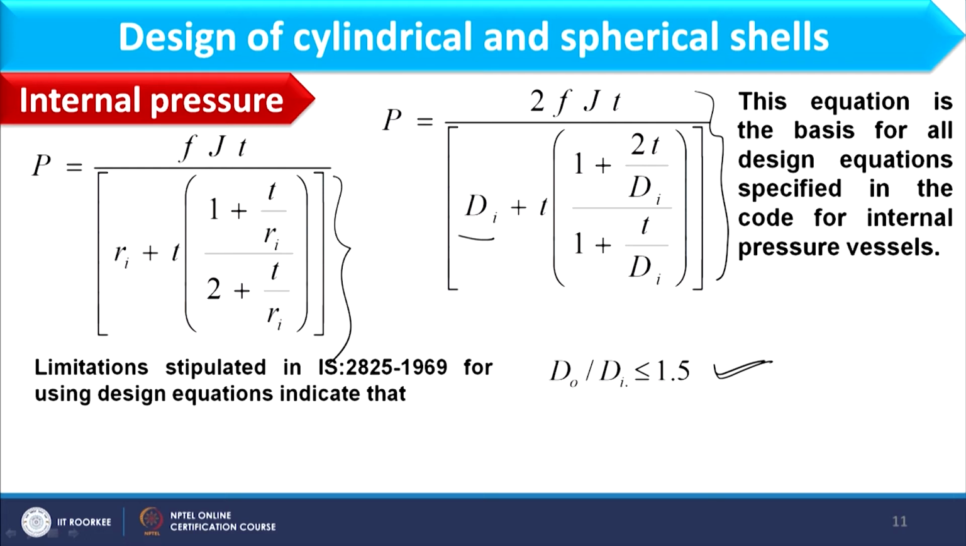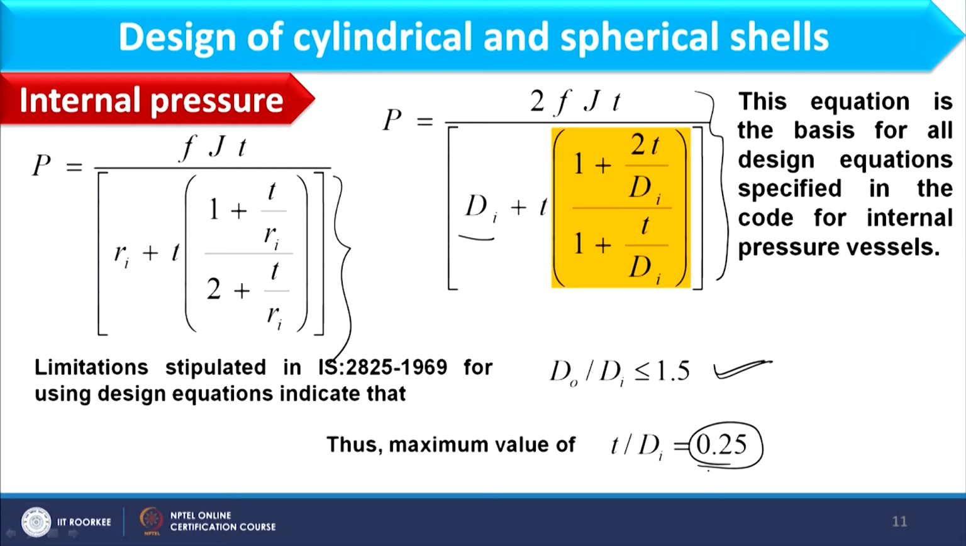After resolving this, we can have the expression of T by di equal to 0.25. How has this 0.25 come? Because this d naught we have replaced with di plus 2t, and after resolving it we get T by di as 0.25. Now, what happens when we put this T by di as 0.25? This whole expression will become 1.2, okay, and that would be the maximum possible value.